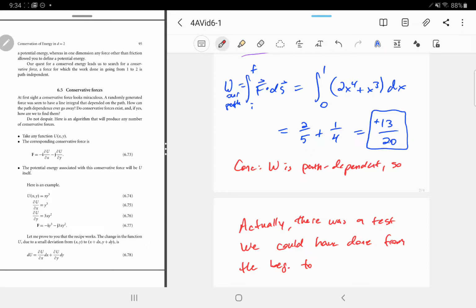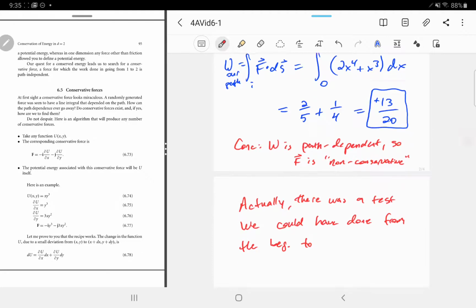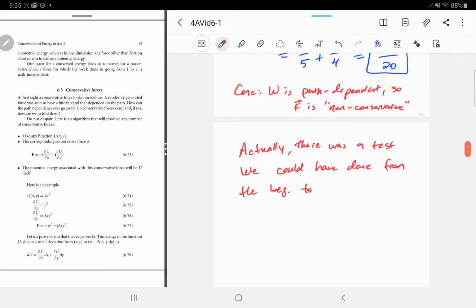So F is non-conservative. Okay, so think of these words as being tied together: path dependent and non-conservative. If our computation was path independent, F would be conservative. Okay, so think of these two things as being one and the same. So there was a test that we could have done from the beginning to see if F was conservative.